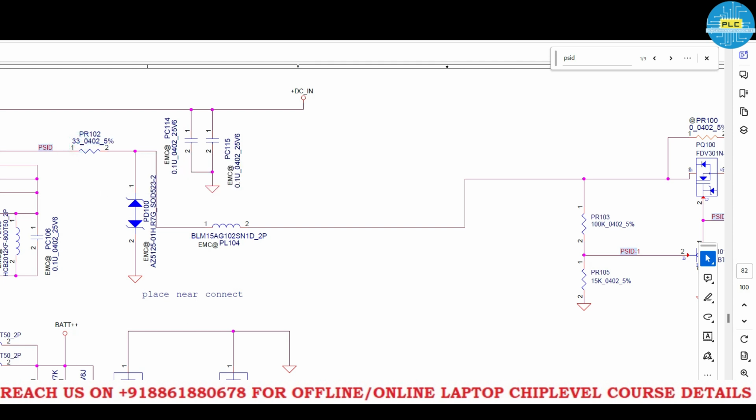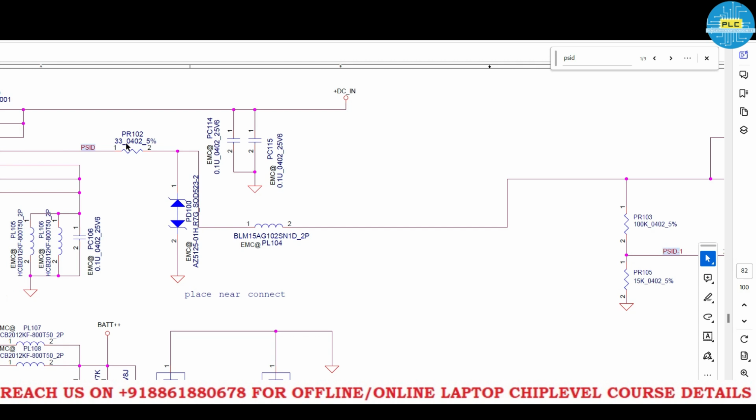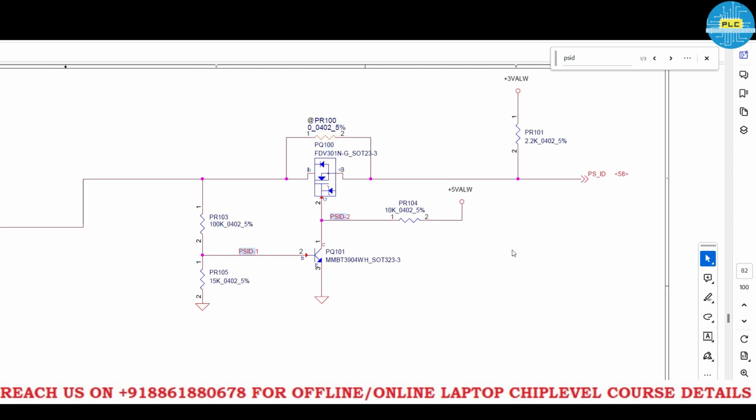33 ohms. It means from here, pin number 1 and 2 should be 33 ohms, and from 1 to here, PSID, the resistance should be what? Should be 33 ohms. It's not more than that. If more than that, then also you will be in problem. In normal laptops, in Inspiron and some of the Latitudes, easily if you put a jumper, the problem will get solved. Okay, that is the term.